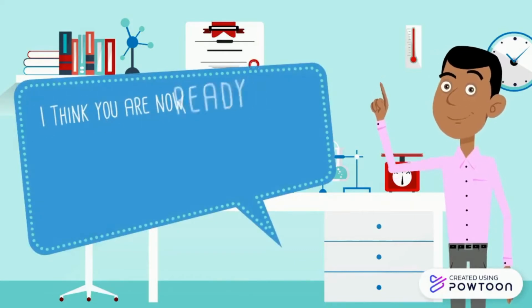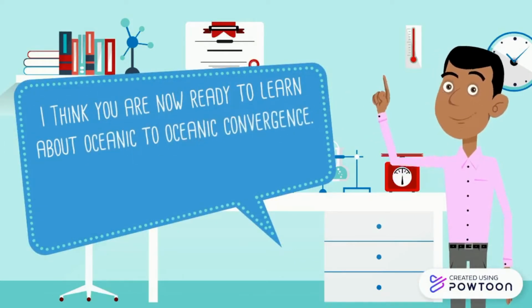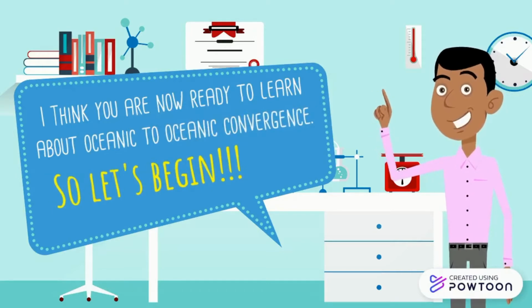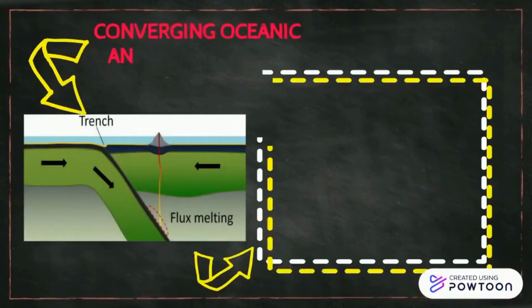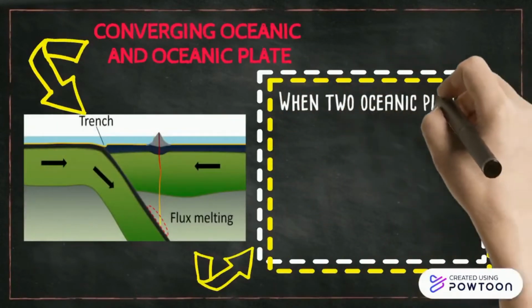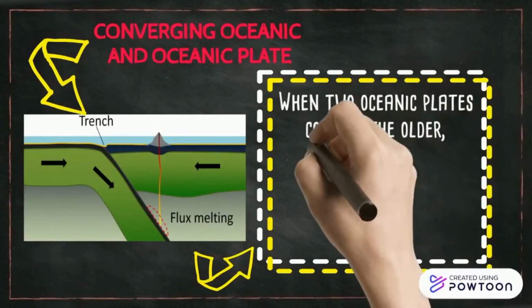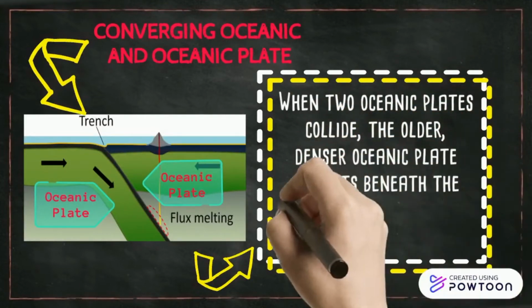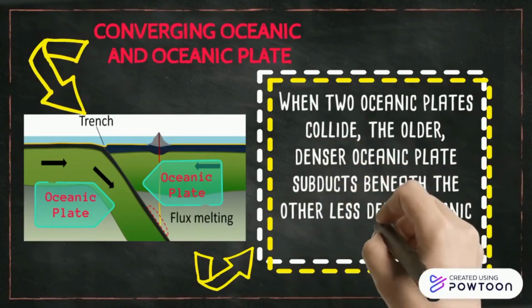I think you are now ready to learn about the oceanic to oceanic convergence. So, let's begin. Converging oceanic and oceanic plate. When two oceanic plates collide, the older, denser oceanic plate subducts beneath the other, less dense oceanic plate.